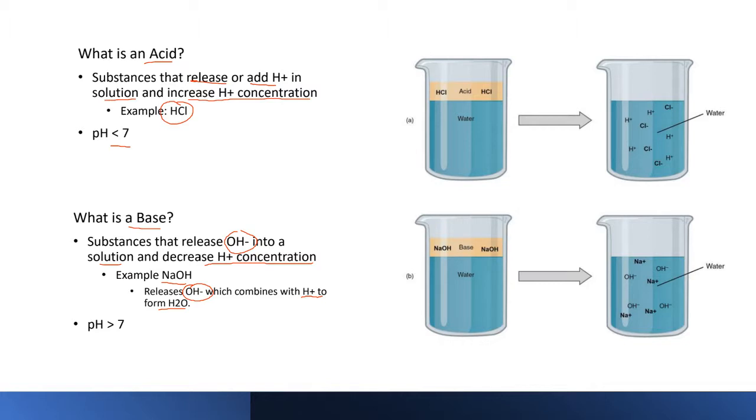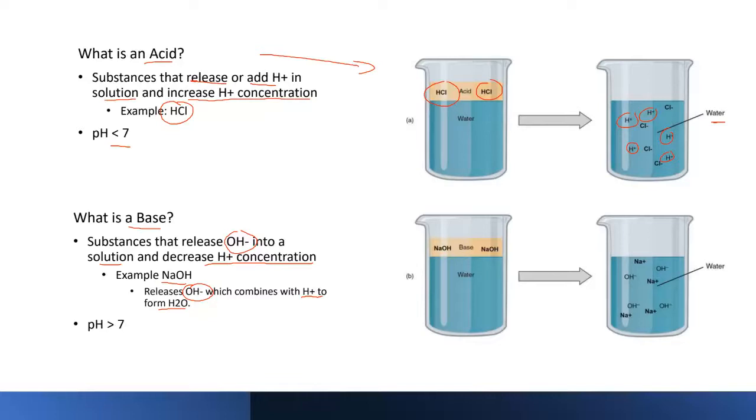So if you go here in my little pictures, what is an acid? An acid is like HCl, for example. You add it to water. What's going to happen is it's going to increase the hydrogen ion concentration. As you can see in my solution here, you're going to see 1, 2, 3, 4, 5. You see a lot of hydrogen ions, right? Again, we increased the concentration of hydrogen ions.